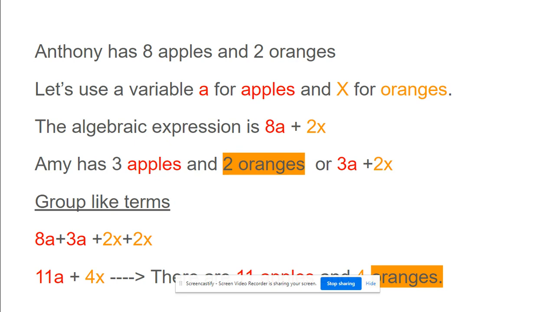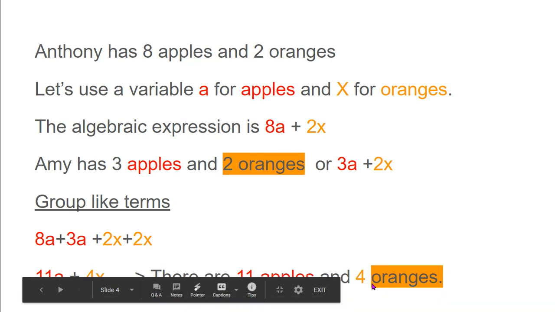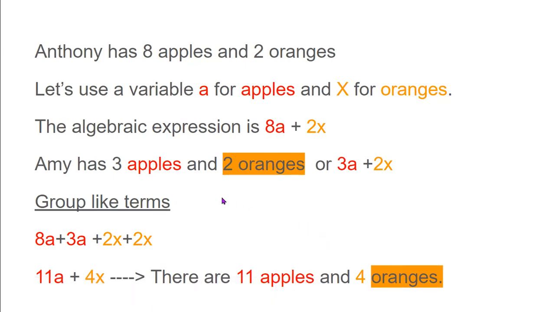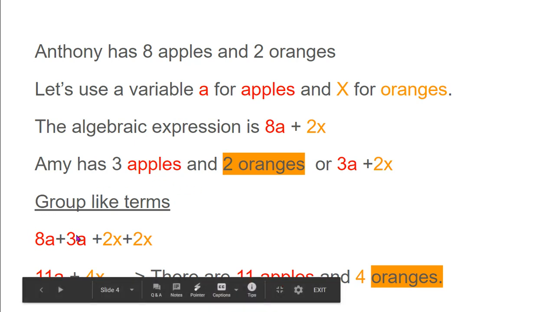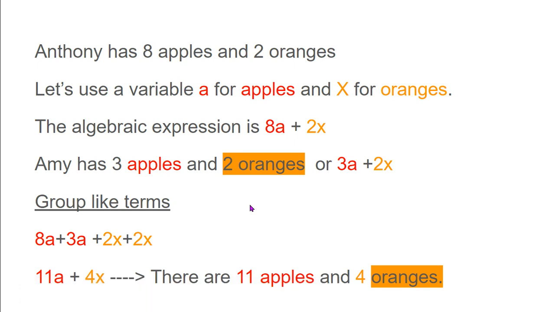When I group like terms, I'm going to add apples to apples, and I'm going to add oranges to oranges, right? So let's think about how we can do that. We're going to group like terms, so 8a plus 3a plus 2x plus 2x. And so what do we get? We're going to add the coefficients, the 8 plus the 3. So 8 plus 3 becomes 11a. And then we add the coefficients in front of the x's. The 2 plus 2 makes 4. So 11a plus 4x is our algebraic expression.